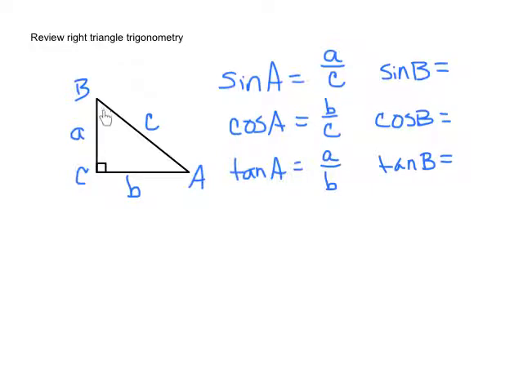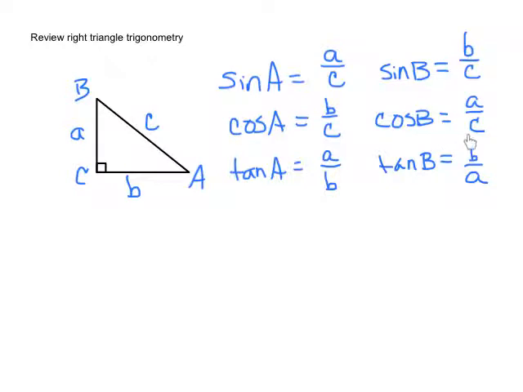So relative to angle B, the side opposite is b. So the sine of B is little b over the hypotenuse, b over c. The cosine of angle B is adjacent over hypotenuse. So that's a over c. And the tangent of B is opposite over adjacent, b over a.